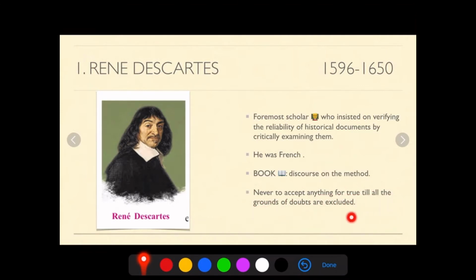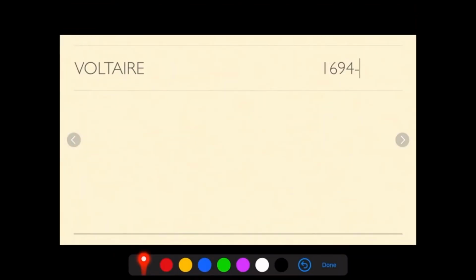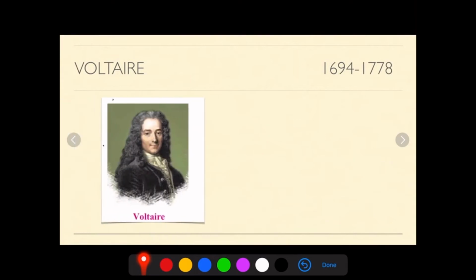Never to accept anything for true till all grounds of doubts are excluded. This means that don't accept anything as true until and unless all your doubts are clear. If your doubts are finished, then you can accept the thing as true. If there are still doubts, you should not accept it as true. Okay, let us move ahead to the next scholar, the second one, Voltaire.